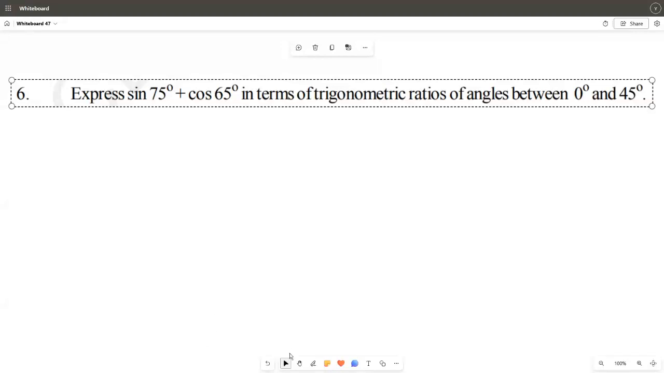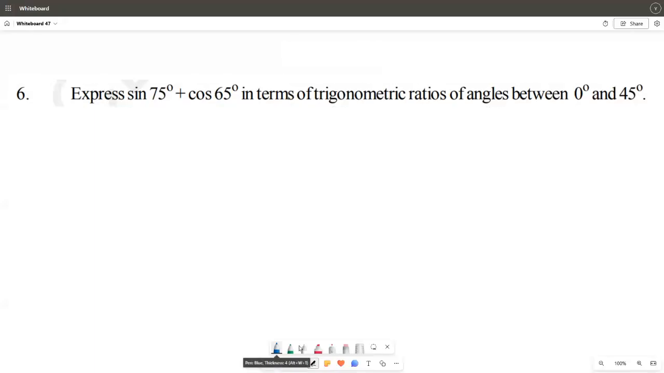Today we have the sixth question of exercise 11.2, which is the last question of this exercise. So we have to express sin 75 plus cos 65 in terms of trigonometric ratios of angles between 0 and 45. I would consider this the easiest question of the exercise. So let's consider the given thing. We have sin 75 plus cos 65.